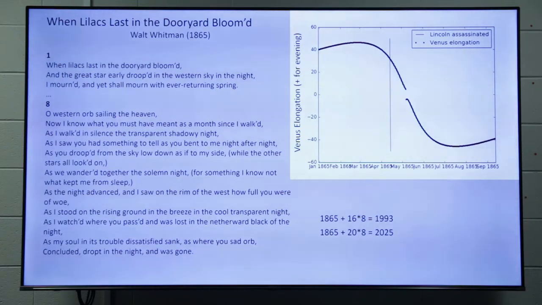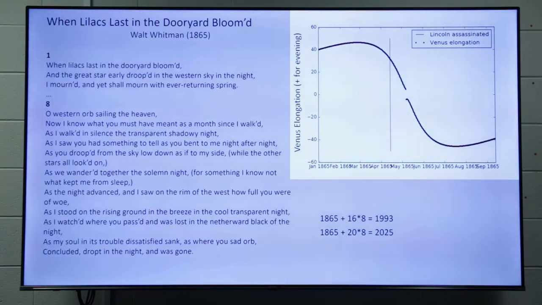It has many different sections, but one of the most beautiful is where he talks about what the star meant to him when he was out walking in the night. And he talks about the star plunging down into the horizon. And when I was walking around looking at Venus, I thought, maybe that's what he was talking about.